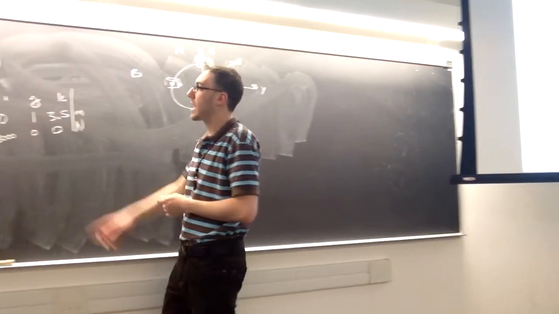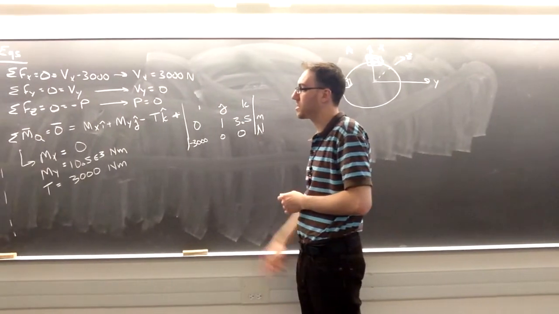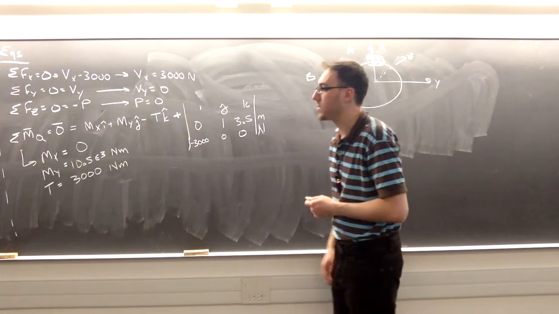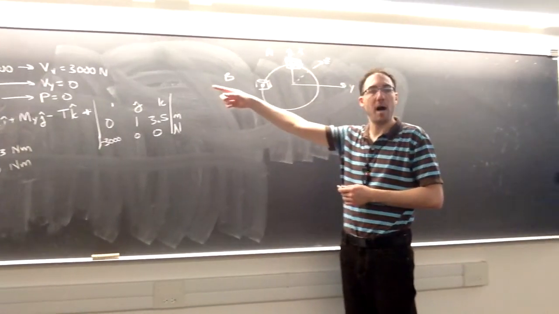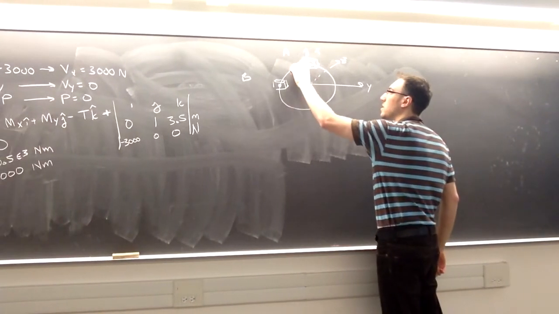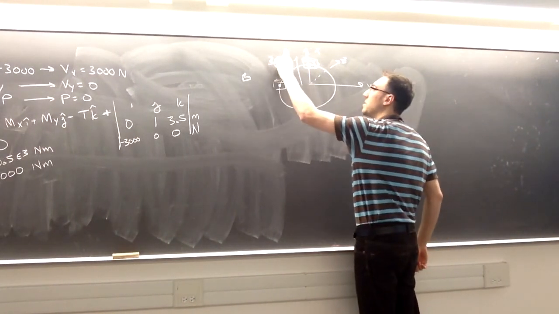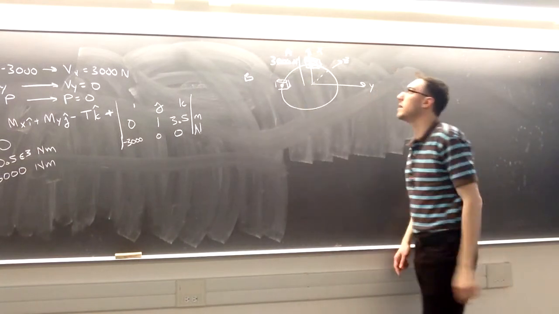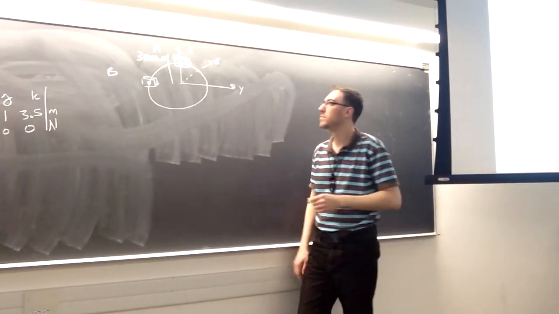So first, Vx was not 0, it was 3,000 newtons. In my original picture, I said it was along the X direction. It's positive, which means that that assumption was correct. So I will have a shear force of 3,000 newtons pointed in the positive X direction.